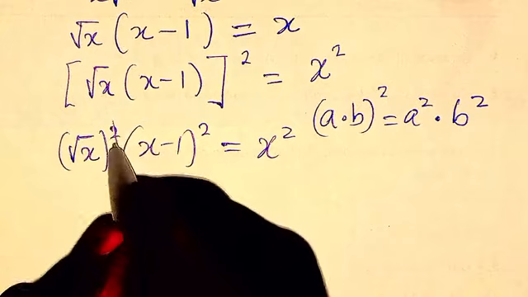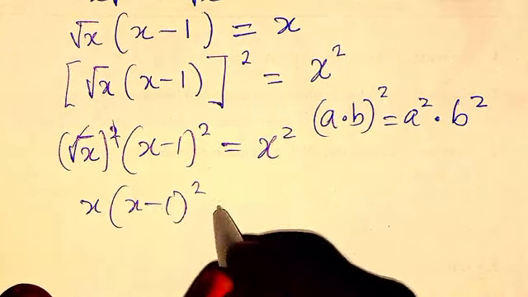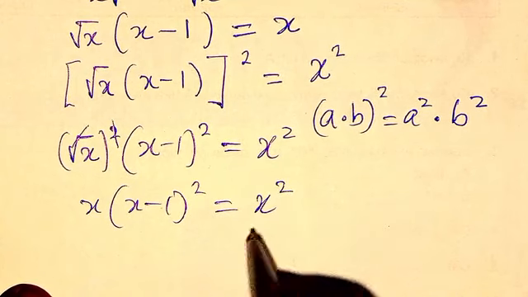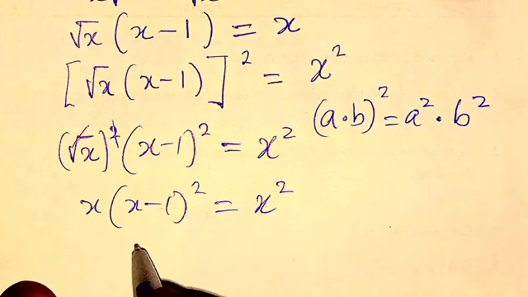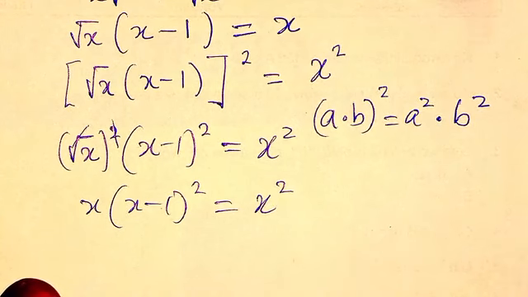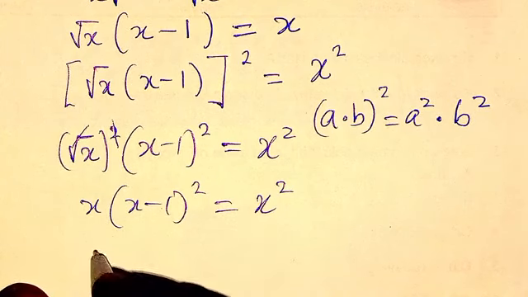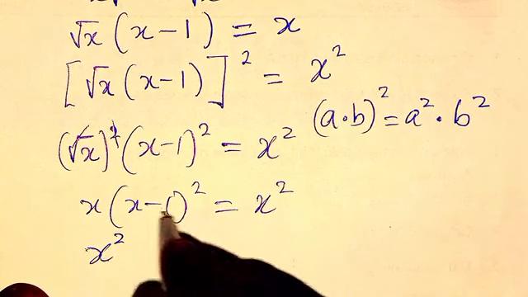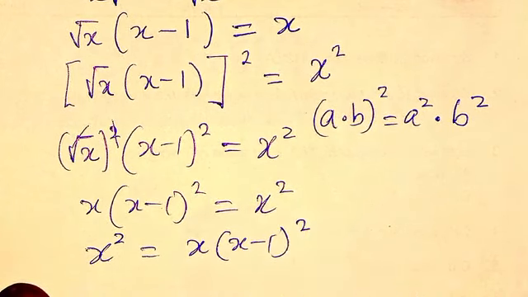You can see that this cancels this. We have x into x minus 1 all squared, and we have x squared here. Are you following now? Let me bring this out so that you see exactly what I'm saying. I can rewrite this equation as x squared equals x into bracket x minus 1 squared.